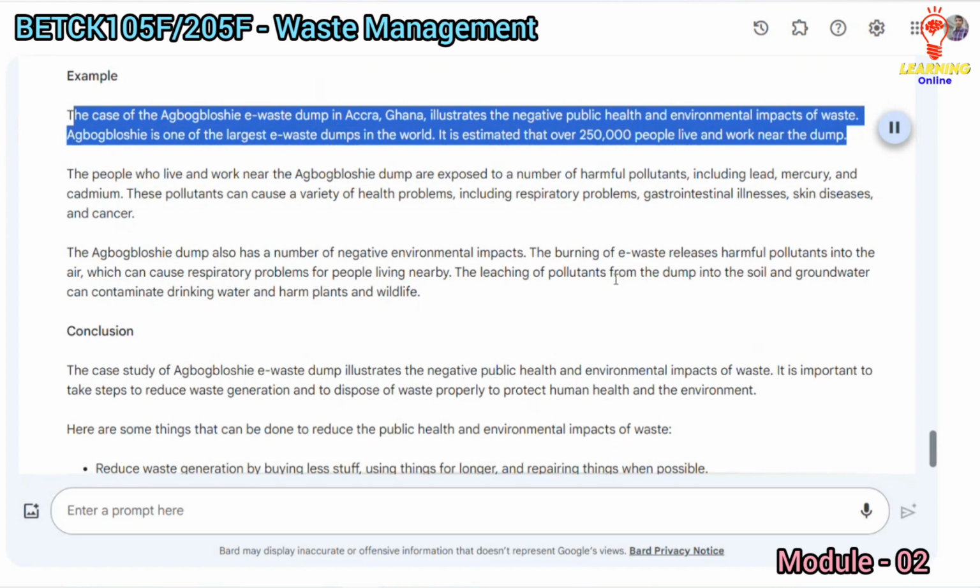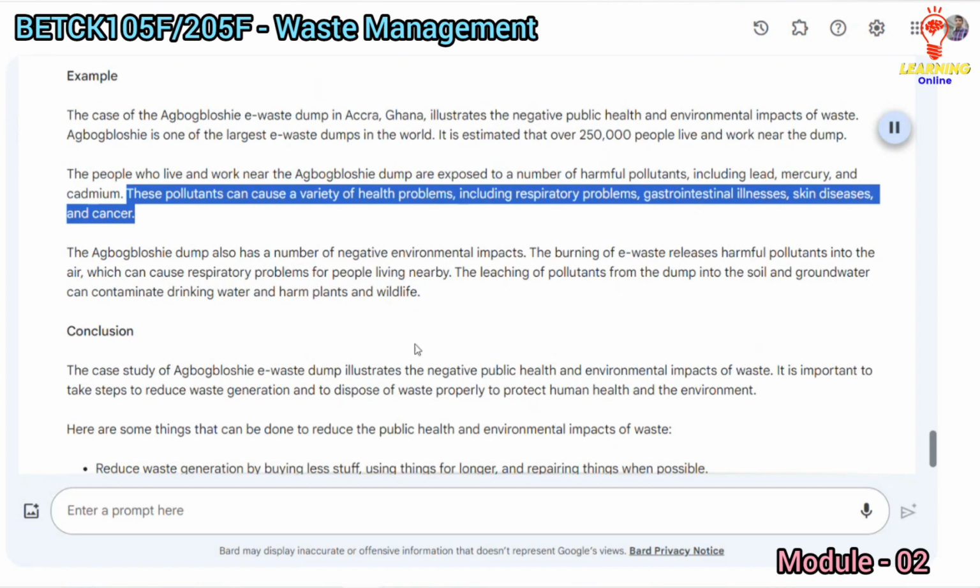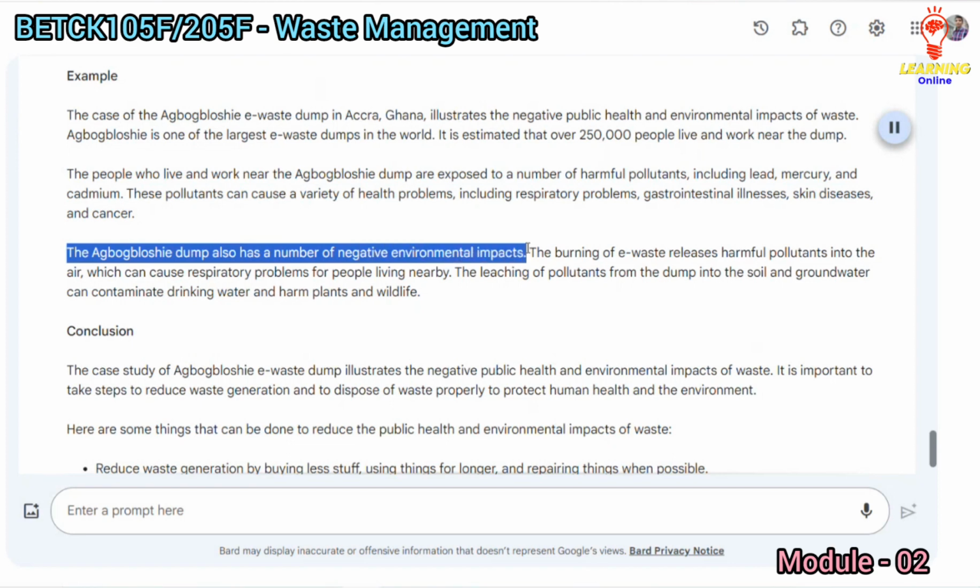public health and environmental impacts of waste. Agbogbloshie is one of the largest e-waste dumps in the world. It is estimated that over 250,000 people live and work near the dump. The people who live and work near the Agbogbloshie dump are exposed to a number of harmful pollutants, including lead, mercury, and cadmium. These pollutants can cause a variety of health problems, including respiratory problems, gastrointestinal illnesses, skin diseases, and cancer. The Agbogbloshie dump also has a number of negative environmental impacts.